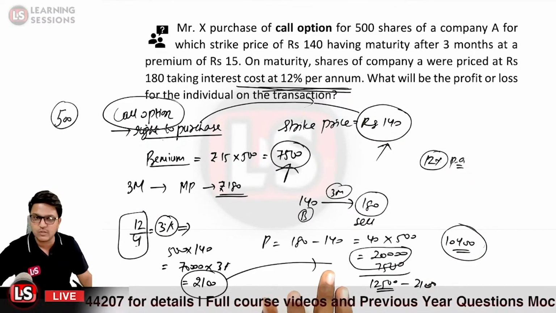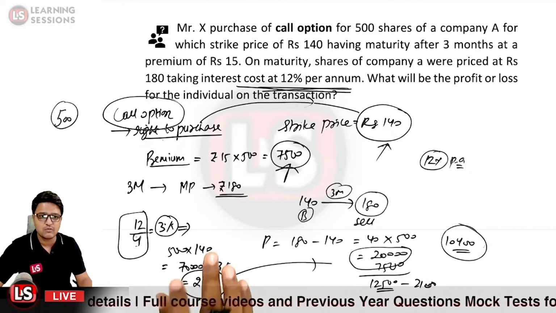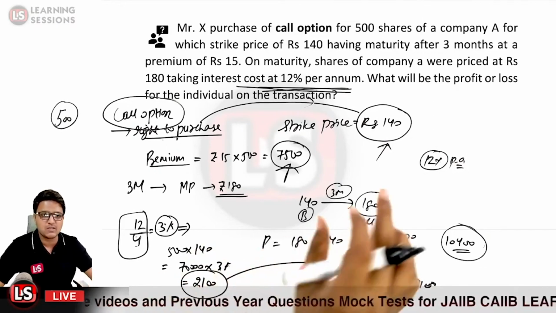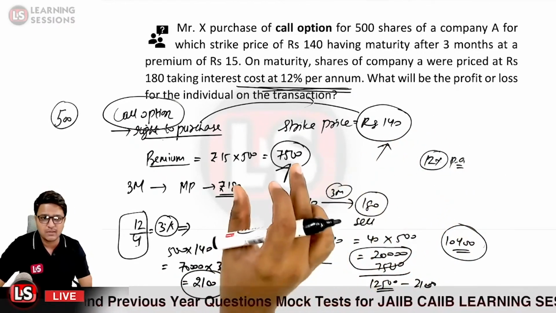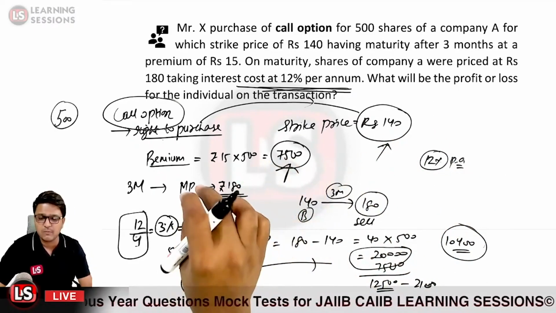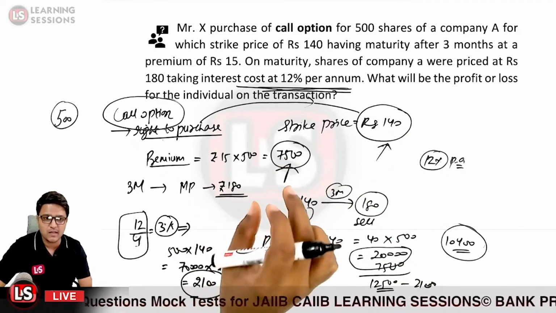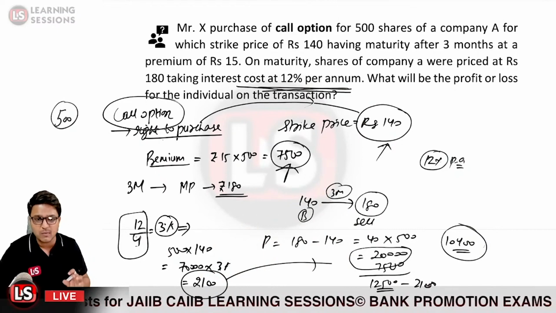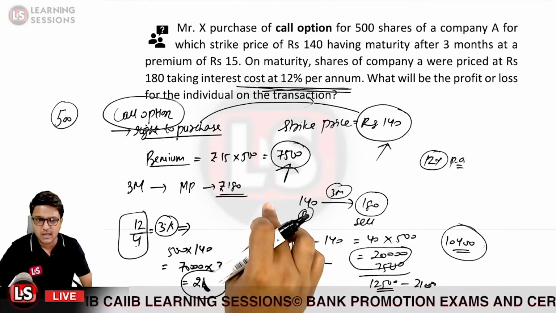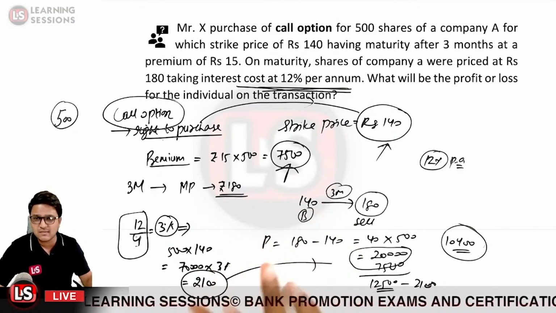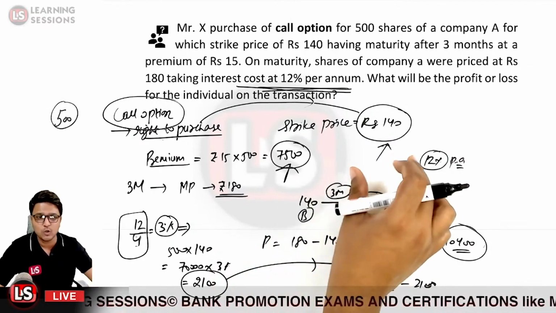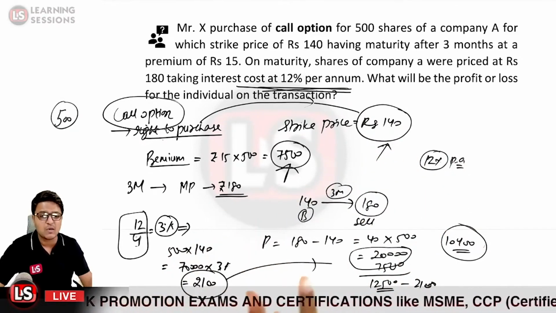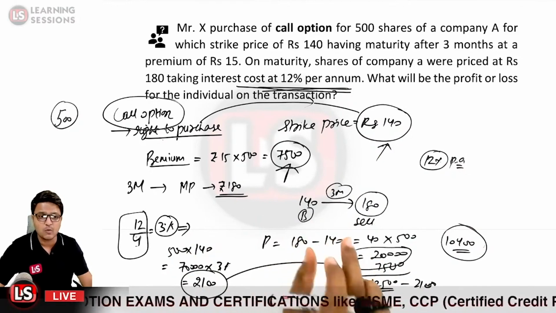Okay, so let me explain to you this again. I'm having a call option where I can purchase the share after 3 months at a price of rupees 140, and further I'm to pay a premium of rupees 15 per share, and the total premium I paid is rupees 7,500. And luckily after the period of 3 months the current market price was rupees 180. So I can exercise my right to purchase the share at a lower value and to sell it at the higher value of rupees 180. So for one share I'm earning rupees 40.